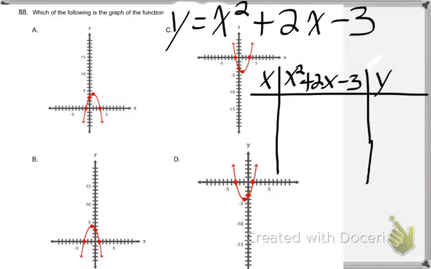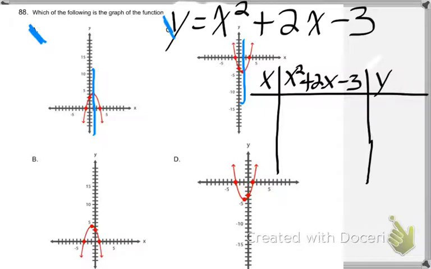And we just found out that it is at negative 1. So at first glance, look to see which one of these graphs has its vertex at x equals negative 1. You'll notice this one is at x equals positive 1, and so is this one. So you already know it is not going to be A or C because they have the wrong axis of symmetry. A and C are out.